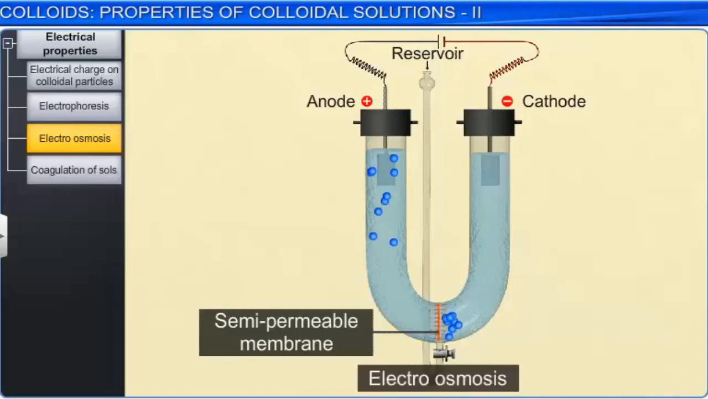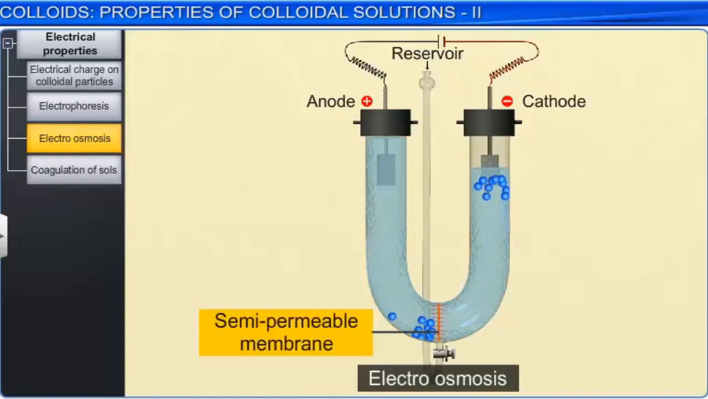Let's define it. Electroosmosis is the movement of a dispersion medium under the influence of an electrical field when the movement of colloidal particles is prevented by a suitable membrane.